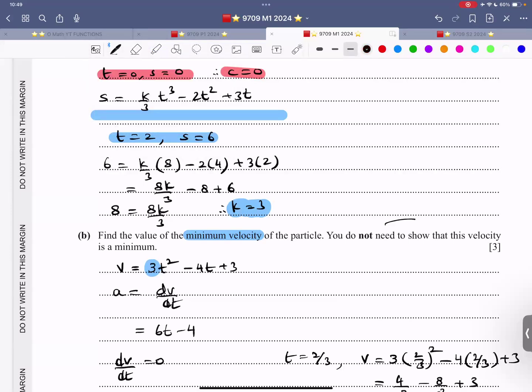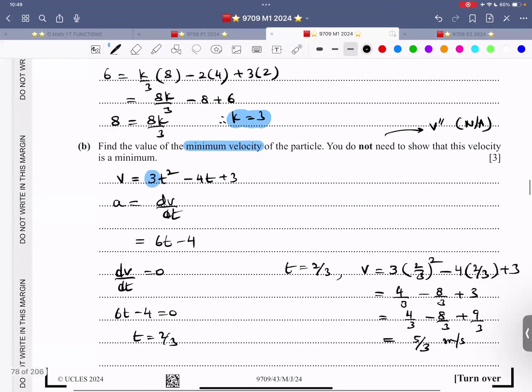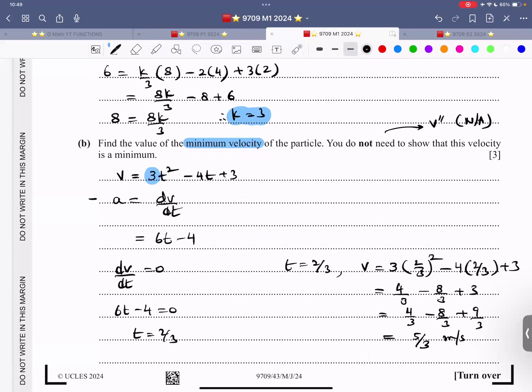That means you don't need the second derivative of velocity. It's not applicable, not needed at this moment. So v is this. Therefore, dv by dt is acceleration. That comes out to be this.